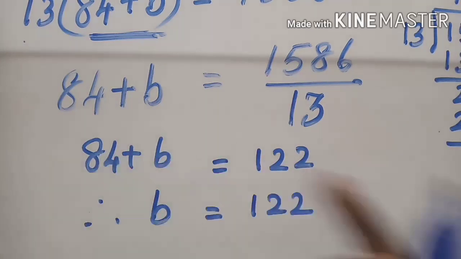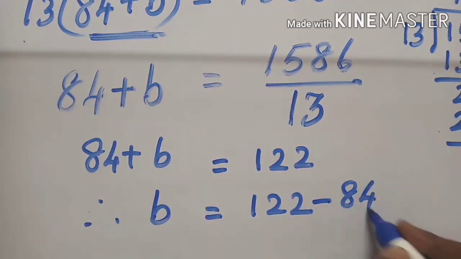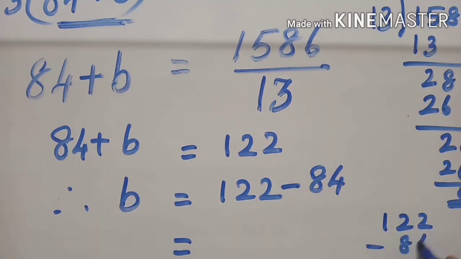This plus 84 will come to this side, which means minus 84. Subtract now. That is 122 minus 84. Subtract these two numbers. 12 minus 4 is 8. 2 will become 1. 11 minus 8 is 3. Yes?